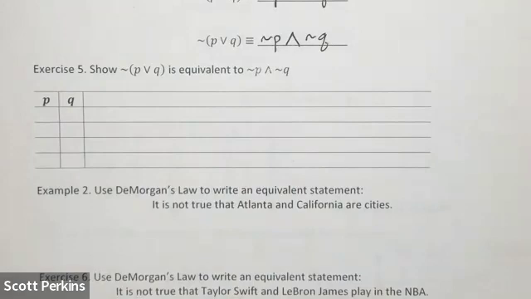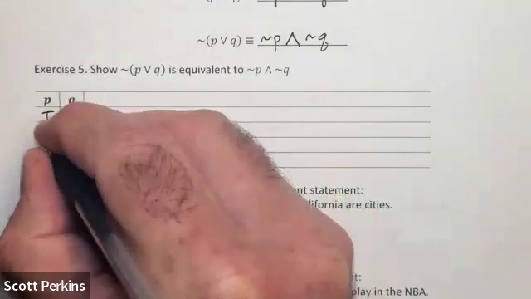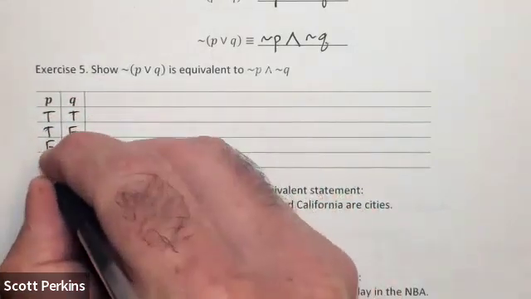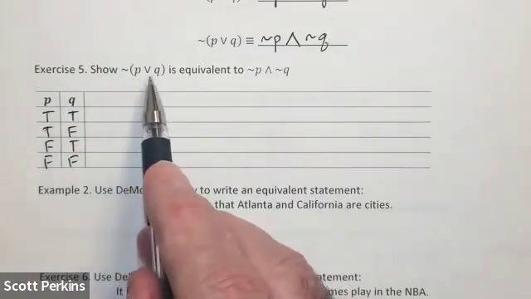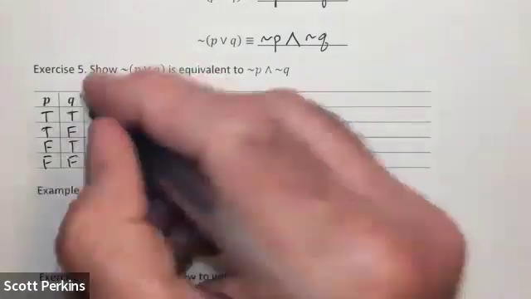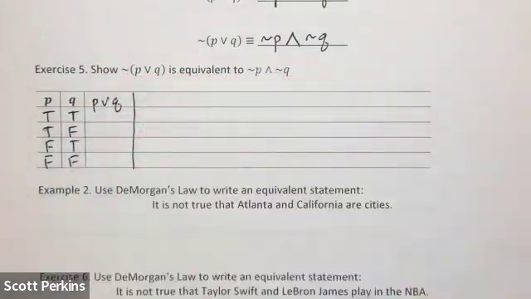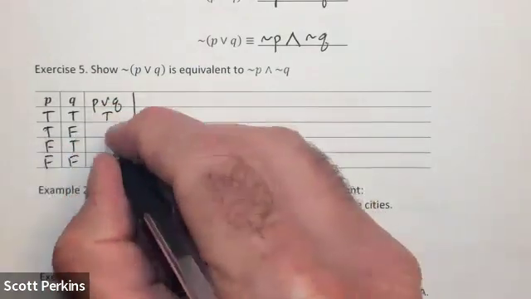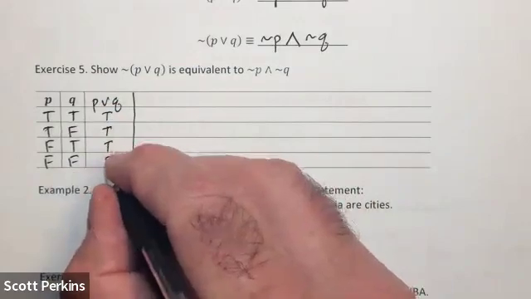Okay, I hope that you did that. So you've pushed play. First thing I'm going to do is fill in the truth table with my 4 combinations of trues and falses. And first thing I'm going to do is this one on the left, the squiggly outside. So I need a P or Q column first. The disjunction is true when either one is true. So here we go. True or true is true. True or false is true. False or true is true. False or false is false.